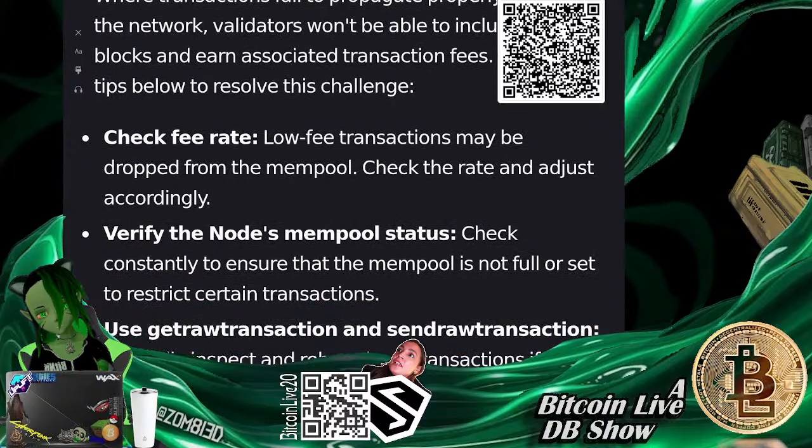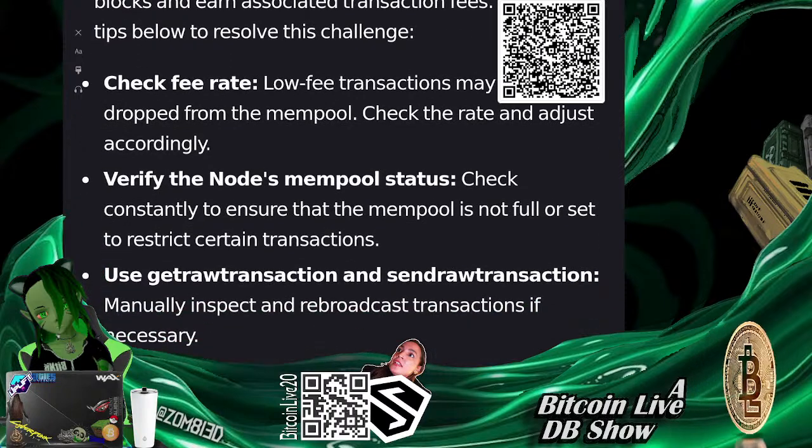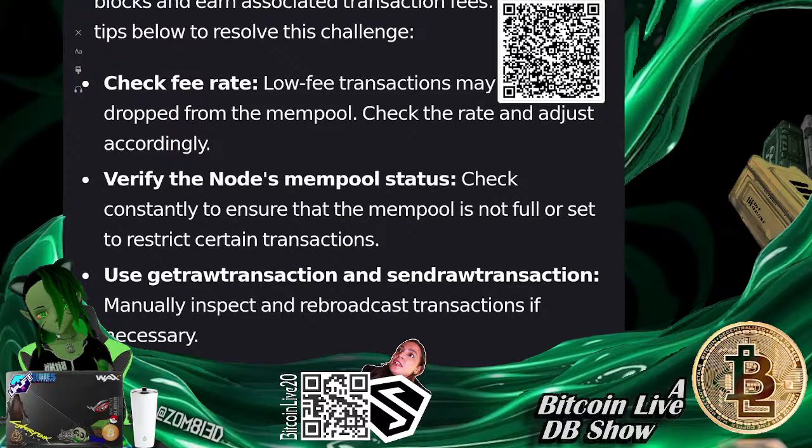And I know at one time, like 0.000, like actual 0 sats was allowed. But now most people just use some form of subset, and it's been like that for a long time to make sure they don't get dropped out of the mempool. So verify the node's mempool status. Make sure that you're able to talk to it, you're able to access it, other people are able to access it, and it's not down.